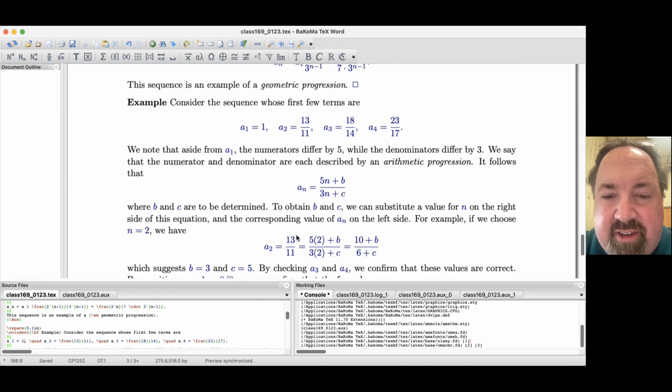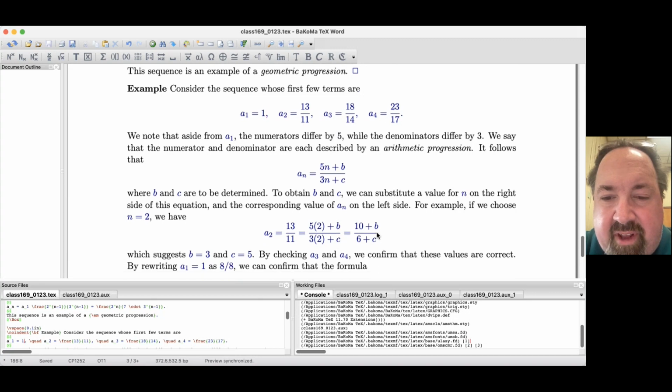So we'll go ahead and set n equal 2. So we have a2 on the left side, 13 over 11, and then we have n equal 2 substituted over here. So we have 13 is 10 plus b, and then 11 is 6 plus c, so now we have 2 equations that we can solve for b and c. So 13 is 10 plus b, that means b is 3. 11 is 6 plus c, so that means that c would be 5.